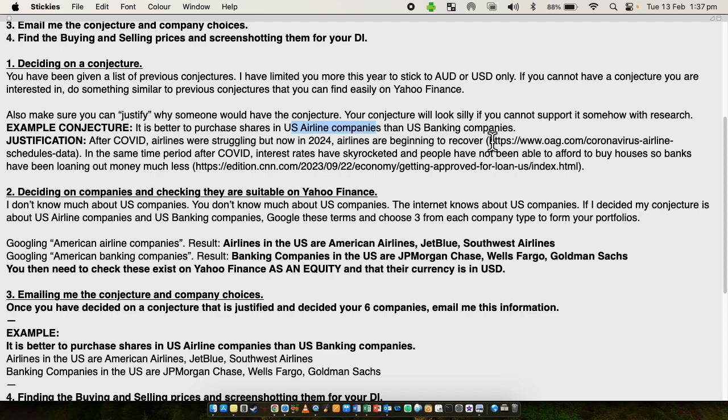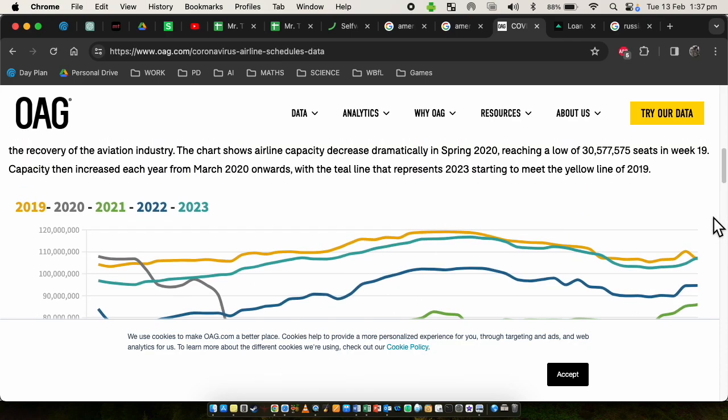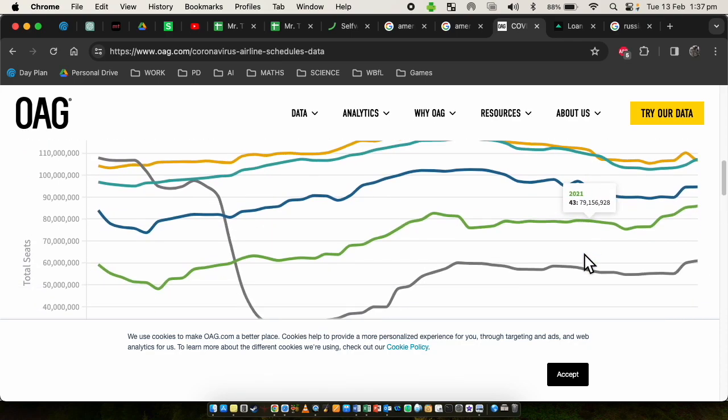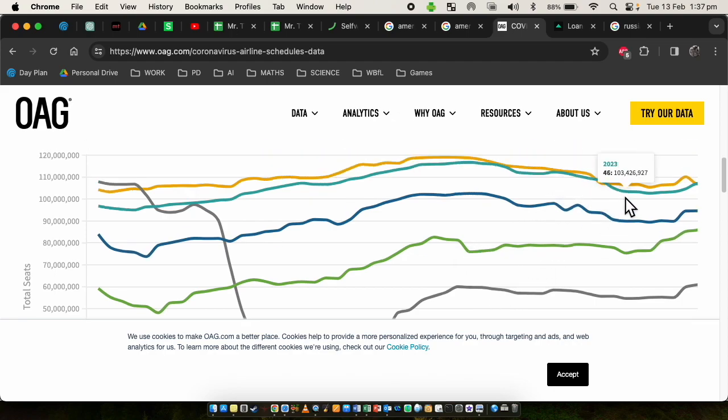So I found a reference that showed me that airlines are recovering. I'll show you on Google. The website literally has a graph that shows in 2020, these are the number of seats on airplanes. Was 2021 lower? Then is it going up as we go to the years, further and further? So that's my evidence to say that airlines are recovering, right?